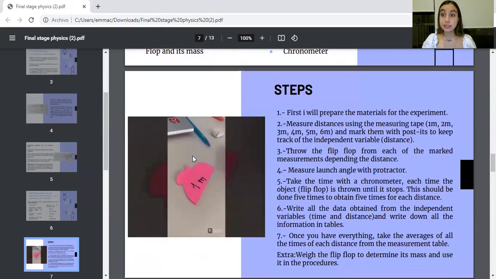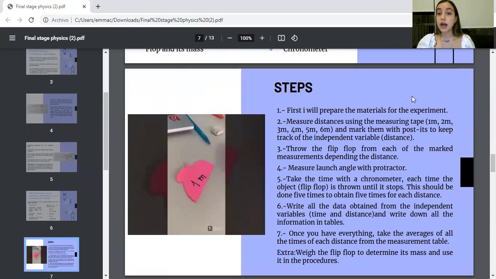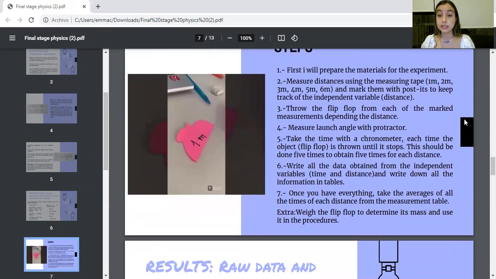And then we're going to have the steps. First of all, I prepare all the materials for the experiment. Then I measure the distances using the measuring tape. As I said, I have 6 measurements, between 1 meter and 6 meters. And then I mark them all with the post-its. Then I threw the flip-flop from each of the marked measurements, depending on the distances. Then I measure the launch angle with the protractor.